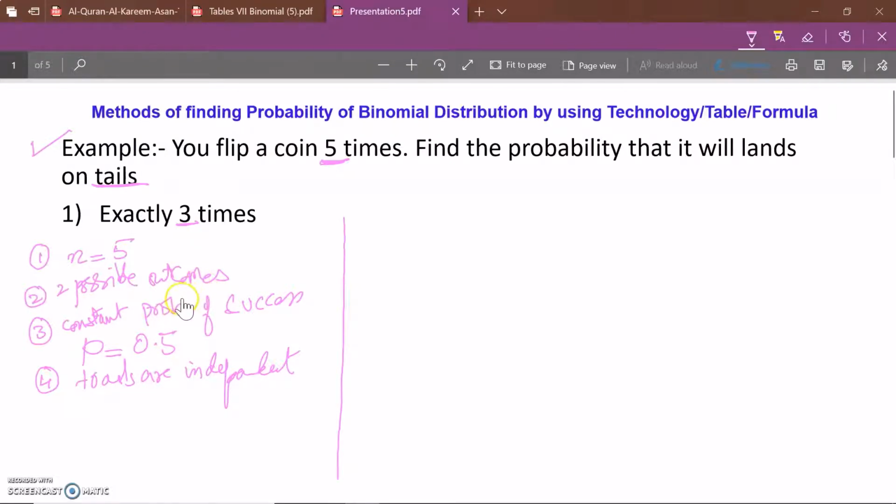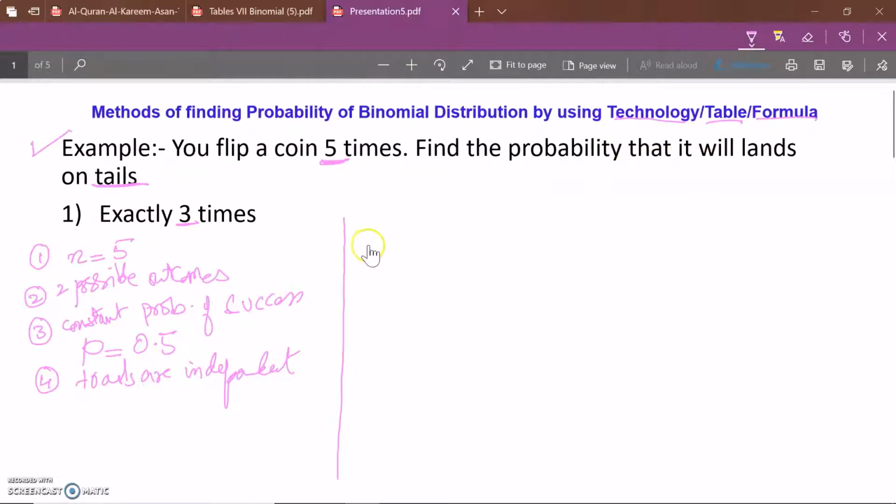Now that we have confirmed this is a binomial experiment, we can apply the computation. How are we going to compute the probability that our coin lands exactly 3 times on tails? There are 3 options available. We can use technology, we can use a table, or we can use a formula. I will show you these one by one.